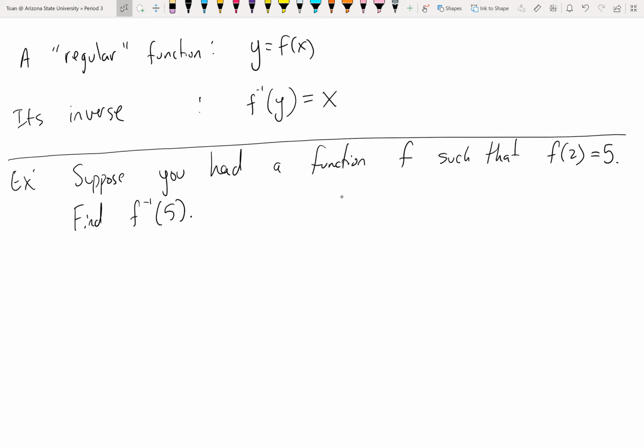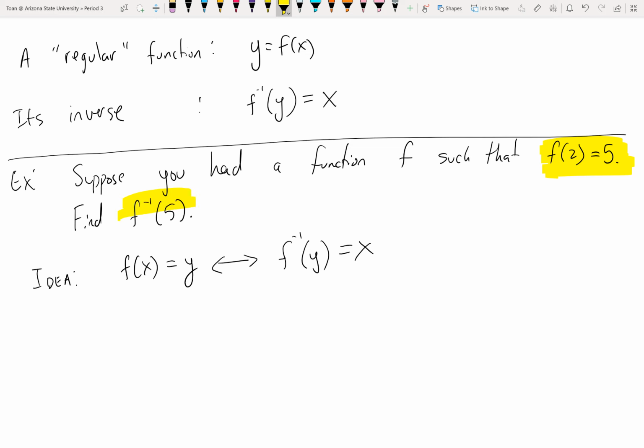I was actually lying to you. This is not a hard question. This is a rather trivial, straightforward question. So here's the idea. A regular function takes in x's, spits out y's. What is the connecting relationship? The inverse function takes in that y value and spits out x values. So because I told you this, f of 2 equals 5, I told you that the x value is 2 and the y value is 5.